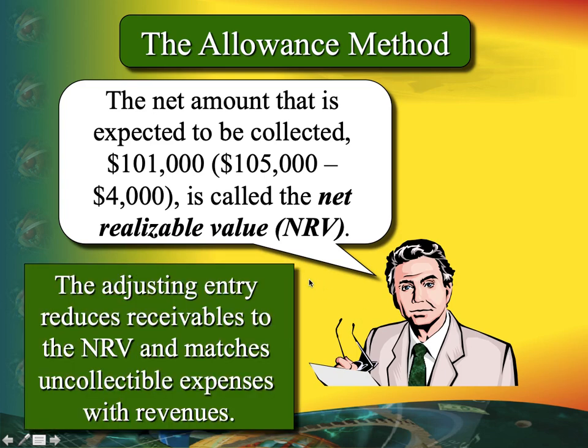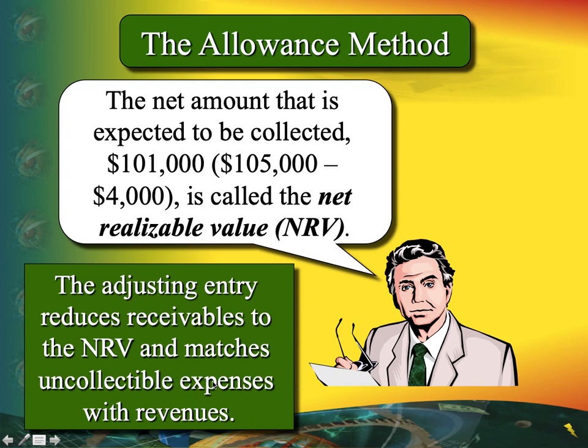Okay, because the $105,000 here cannot all be collected, since $4,000 is estimated not to be collected. Therefore, the balance of $101,000 is the balance that is expected to be collected. This balance is called the net realizable value, or NRV. The adjusting entry will reduce receivables to the NRV and match uncollectible expenses with the revenue.